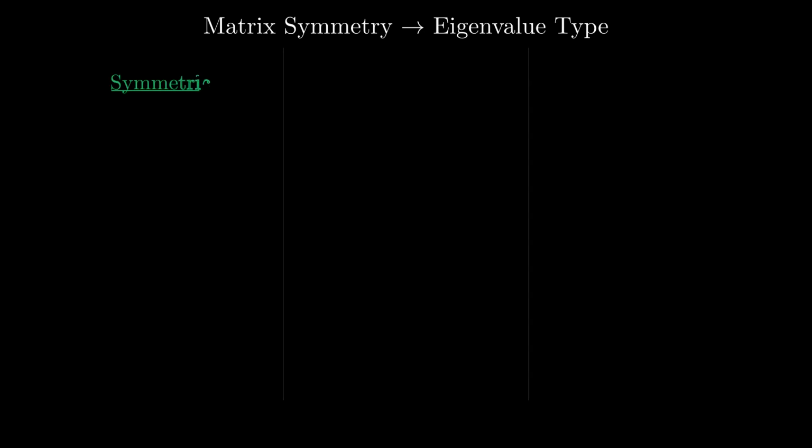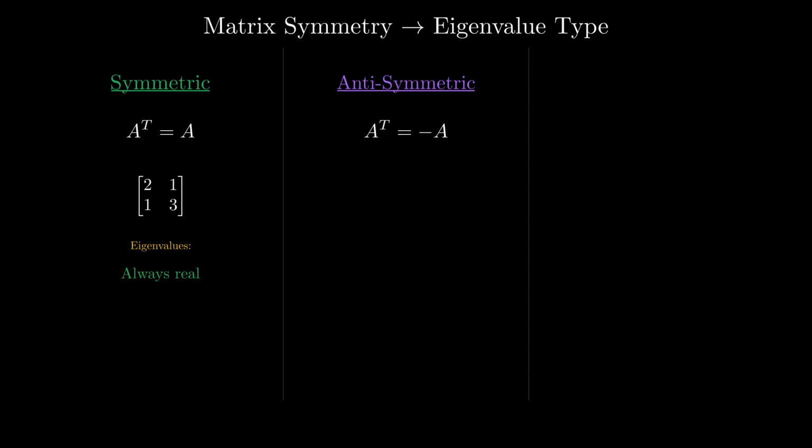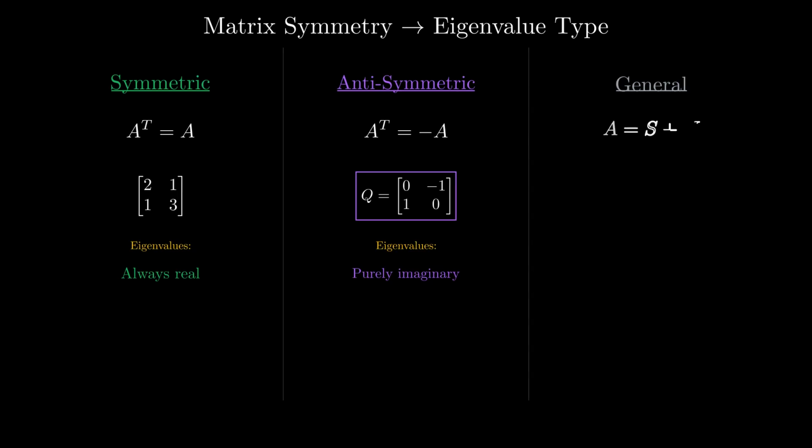In fact, matrix symmetry determines eigenvalue type. There are three important cases. Case 1, symmetric matrices where A transpose equals A always have real eigenvalues. For example, the matrix 2, 1, 1, 3 is symmetric and has only real eigenvalues. Case 2, anti-symmetric matrices where A transpose equals -A always have purely imaginary eigenvalues. Our rotation matrix Q is exactly this type. Case 3, general matrices can produce eigenvalues with both real and imaginary parts.